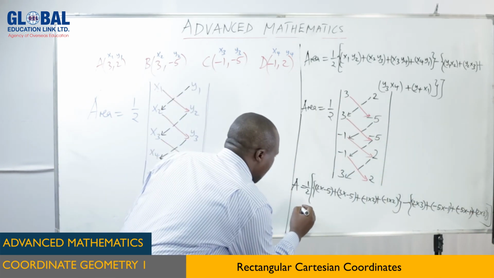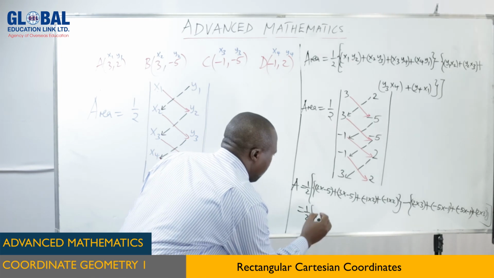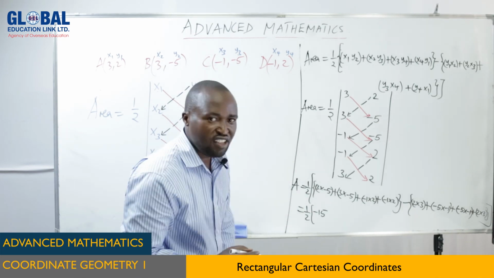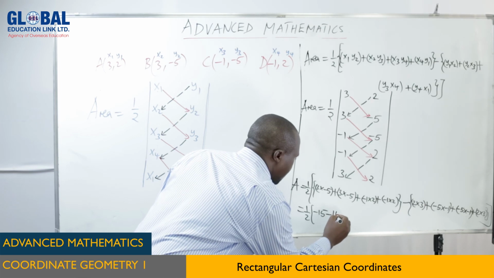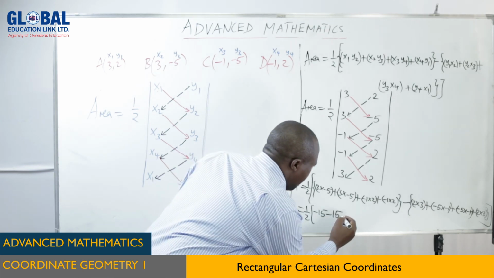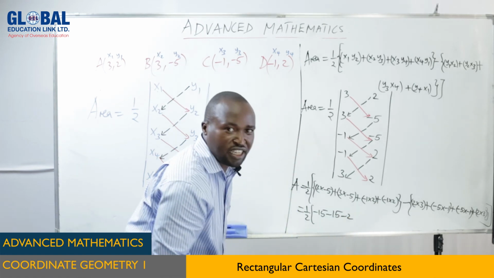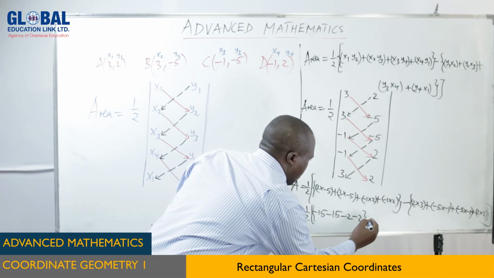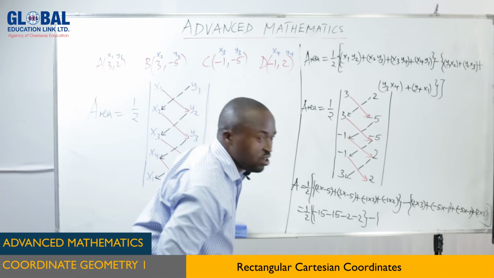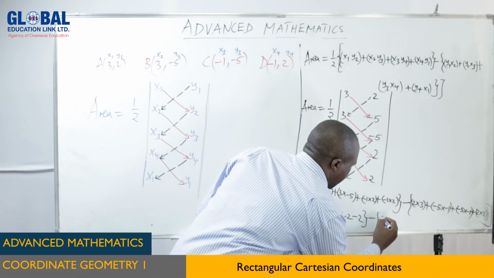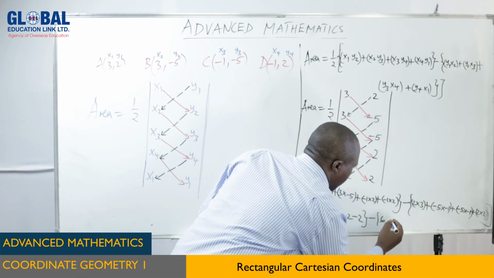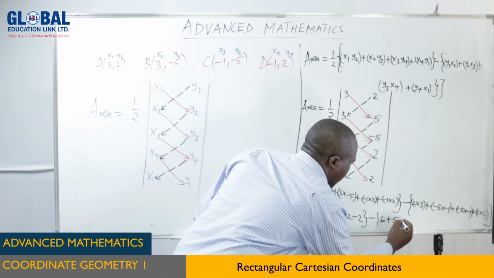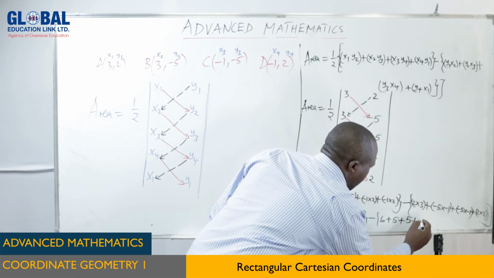So area of a rectangle will be equals to a half bracket of, we have 3 times -5, that is -15. Again, we have -15 and -2, that is -1 times 2. Again, we have -2. This one minus, we have 2 times 3, that is 6. Then we have -5, -1, that is 5. Then again, -5, -1, that is +5. Then plus 6.